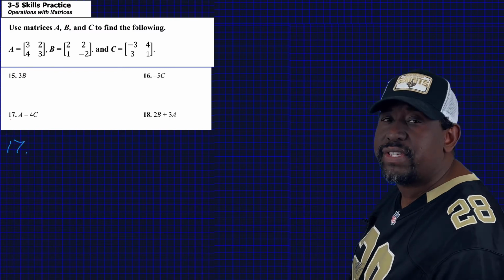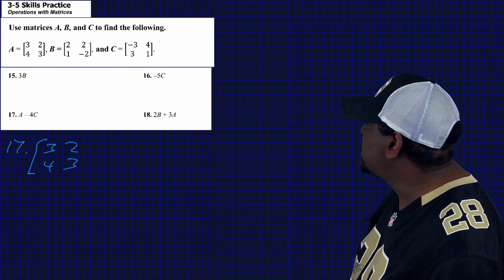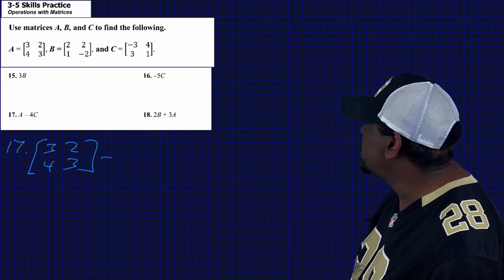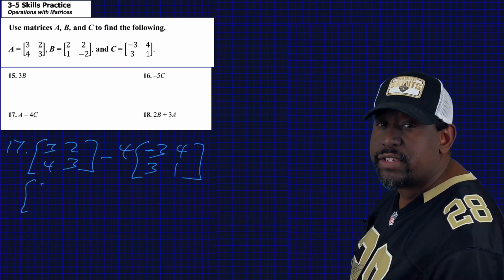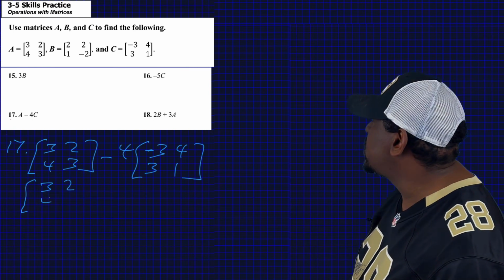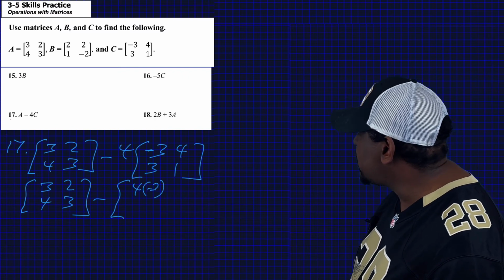Let's try number 17. We have A minus 4C. So we write the A matrix, 3, 2, 4, 3. We put minus, we'll write 4 times the C, which is -3, 4, and 3, 1. So again, before we subtract the 2 matrices, we have to distribute the 4 into the second matrix. That's what we're going to do first.